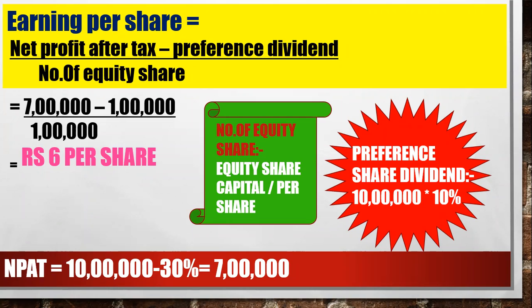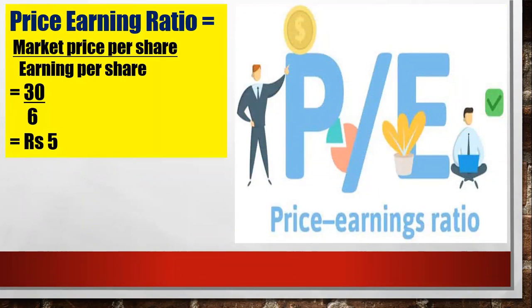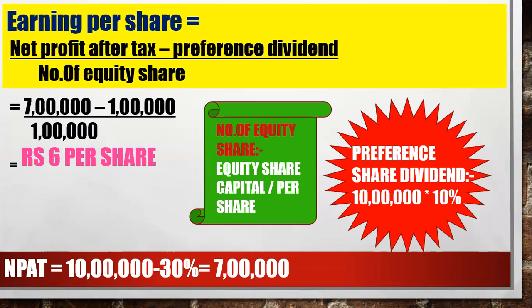In this sum, they have told you to calculate the price earning ratio. As I told you, price earning ratio is market price per share upon EPS, that is MPS upon EPS. So we'll calculate that also. Whenever they ask for the price earning ratio, you can calculate it easily. Earning per share, in the last ratio we have calculated, was 6 rupees. We have calculated over here 6 rupees per share.